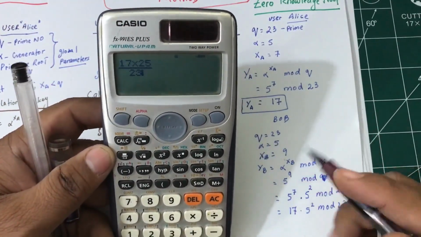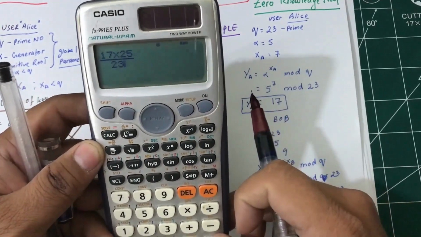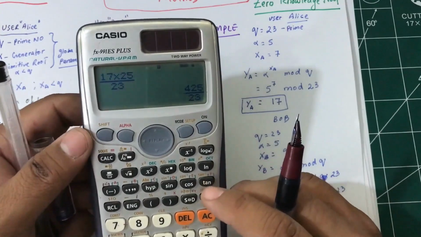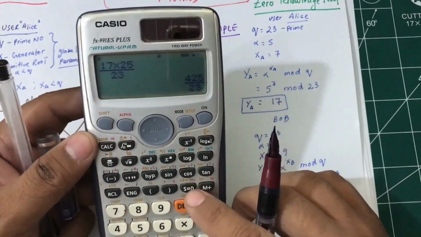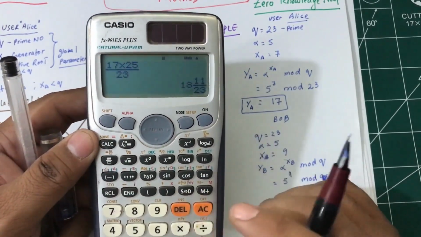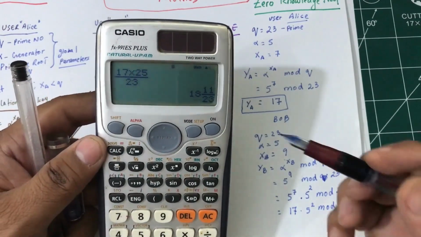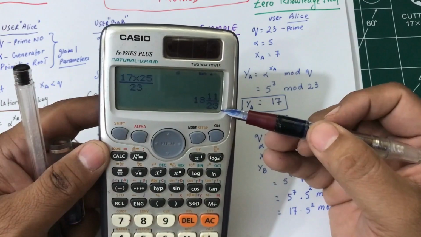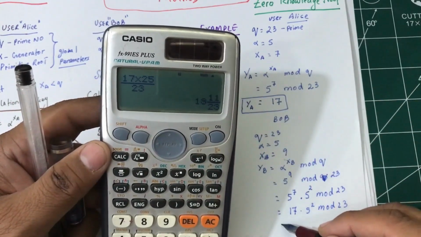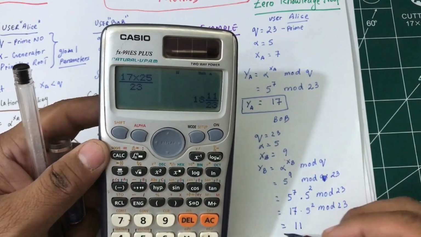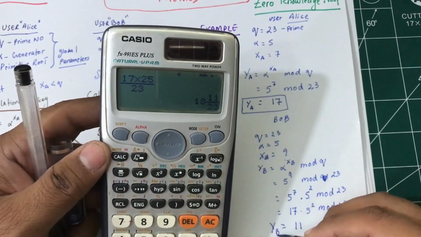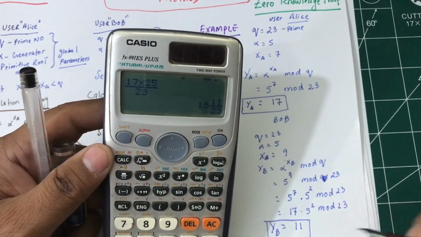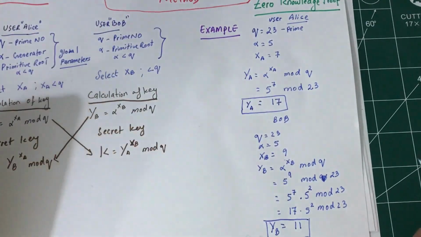So 17 multiplied by 25 divided by 23. I get 425 over 23. I'm going to press Shift SD, and after pressing this, this is the numerator. As you can see, my denominator is exactly the same, so my numerator is my remainder. So this is 11. So this is that YB. All right. So YB is 11.